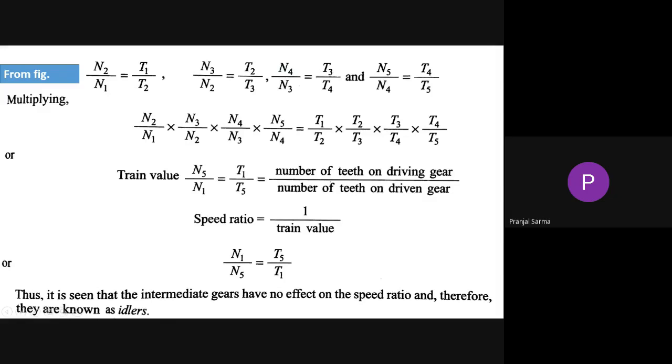Actually, what is their role? They are as if they are idle. They don't have any role to play in this particular speed ratio. It only depends on the first gear and the last gear, but they can give you the sense of direction, in which direction it will rotate, as well as positioning. Positioning means the location of the first shaft and the last shaft. That positioning can be maintained by using the intermediate gears.